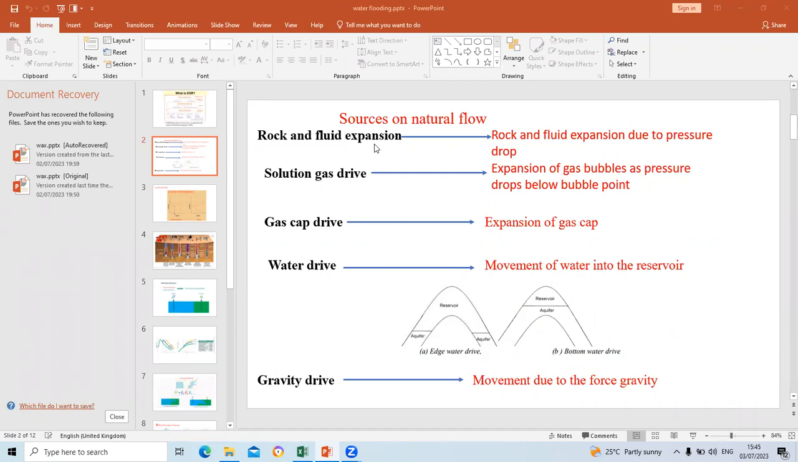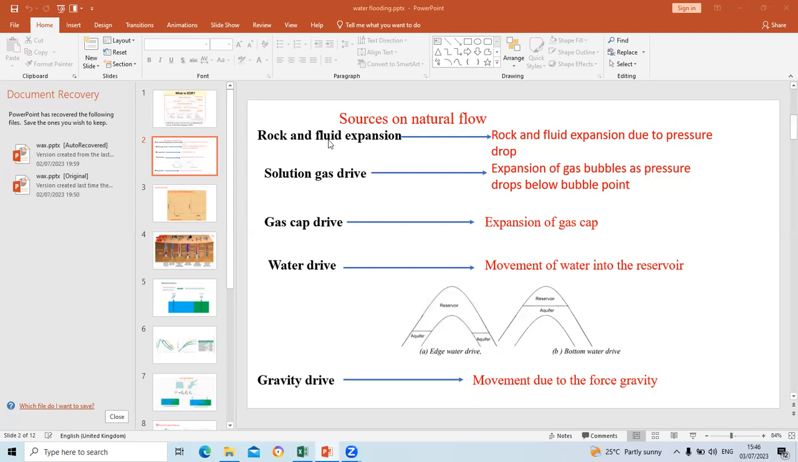Remember that during drawdown, as hydrocarbon is gradually leaving the reservoir into the wellbore, there is a pressure drop within the reservoir. Generally, if you hold something and you squeeze it, you are applying pressure. If you release the pressure or you open your hand, the pressure applied on that particular thing is relieved. What happens is that thing expands. So generally, when pressure is released on a material, the material expands. So if the pressure within the reservoir drops, the rock expands and the fluid expands.